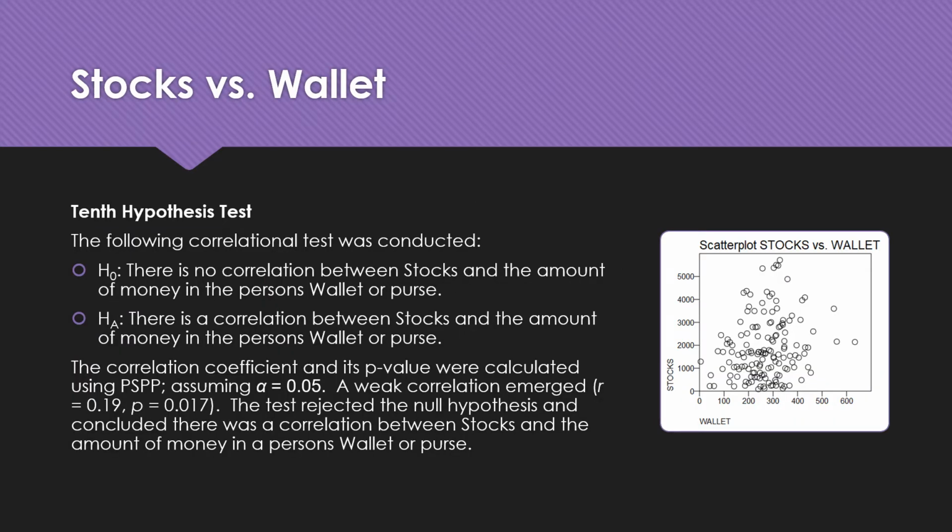Our final hypothesis test, we looked at stocks, the amount of stocks someone might have and how much money they might carry in their wallet. And we looked at this, a weak correlation did emerge, 0.19 in this case, so you can draw a line through those weak data points there. And in this case, our P was less than our alpha of 0.05, so we do reject the null hypothesis in this case. However, we may want to do some more sampling to look at that in particular.